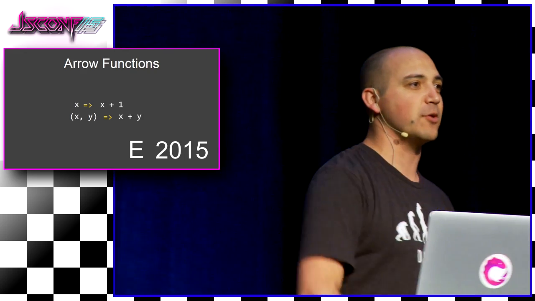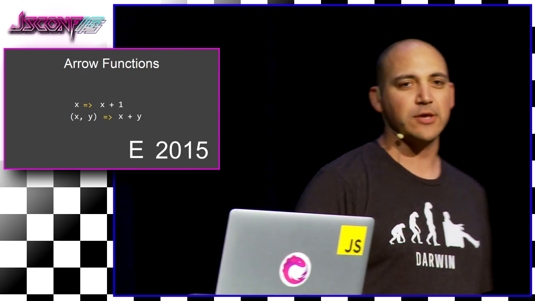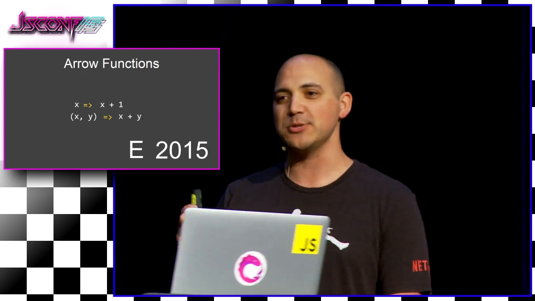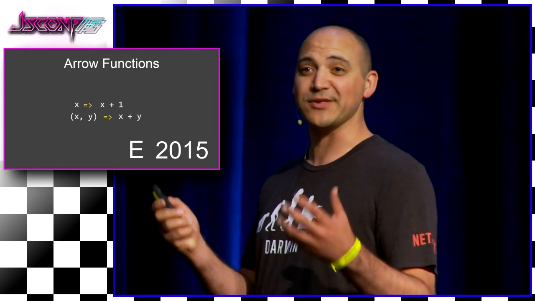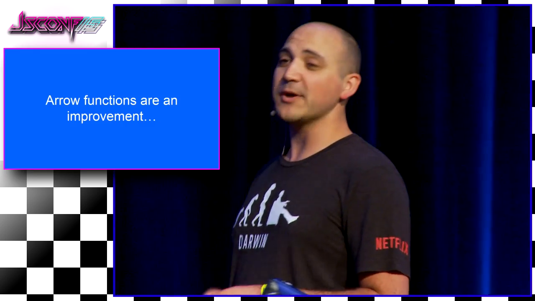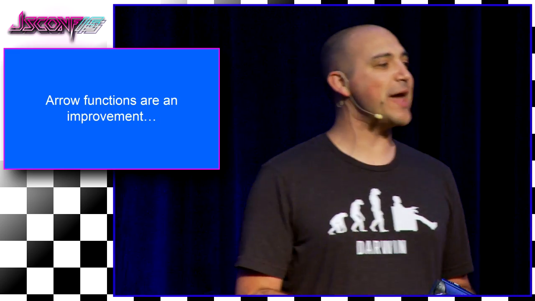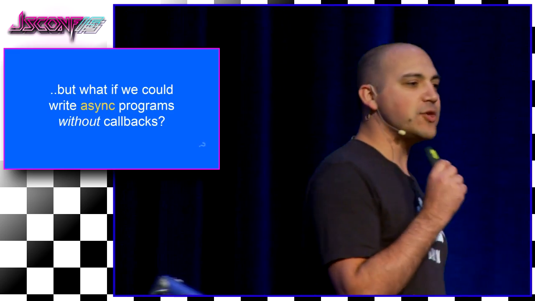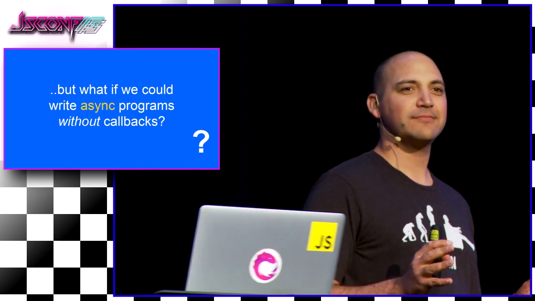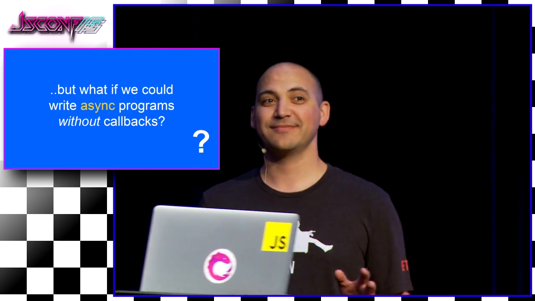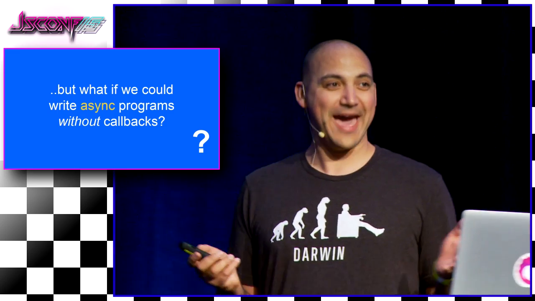I think most people in this room are familiar with arrow functions by this point. You can sort of get rid of the boilerplate. I'm not going to spend too long on this. This definitely helps out when you've got a lot of callbacks in your code and you're doing async programming. Arrow functions are an improvement, but can we do better? What if you could write async programs without any callbacks at all? How does that sound? Yeah.